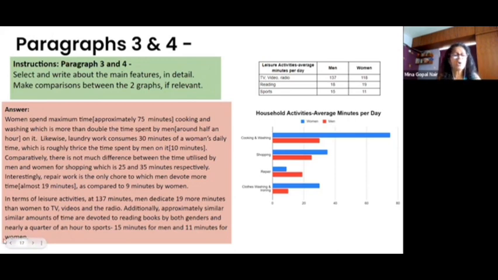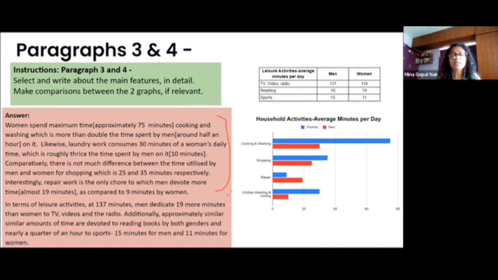Now, as I said earlier, you can have one paragraph about the table and the other about the graph. So it's just the opposite here. Here, the first paragraph is about the bar graph, and the second, or the fourth paragraph, is about the table. Now I'm going to read, and I'll also explain it to you all while I am reading.